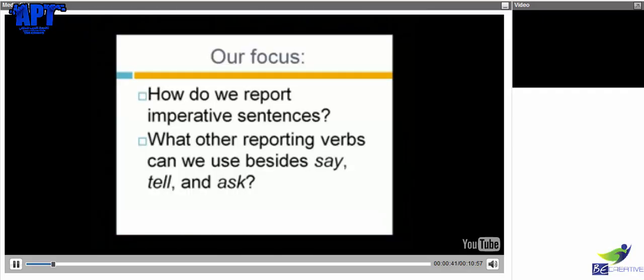In this lesson, we'll answer these two questions. How do we report imperative sentences? What other reporting verbs can we use besides say, tell, and ask?